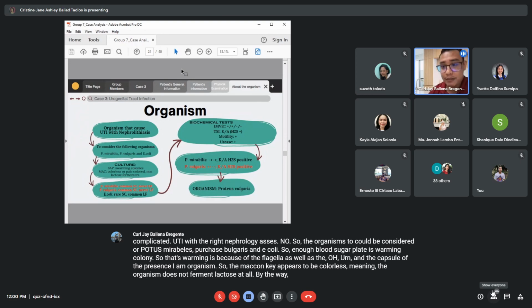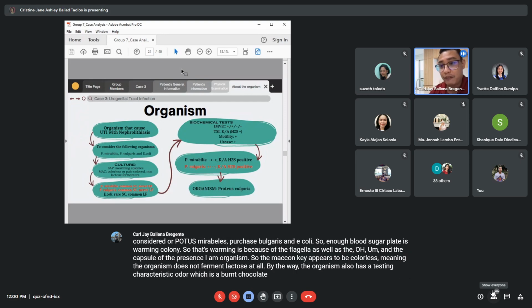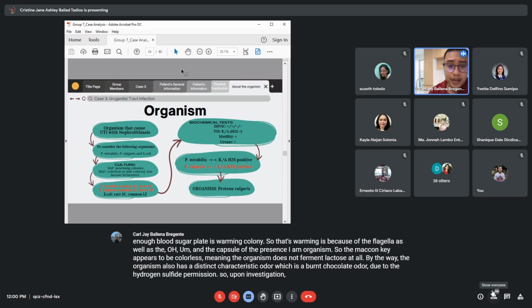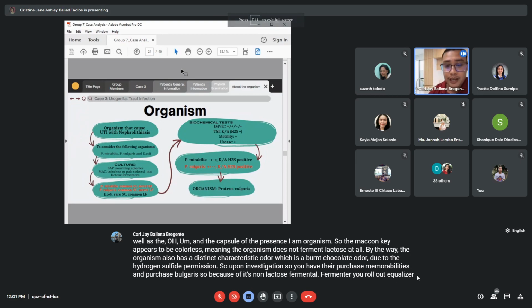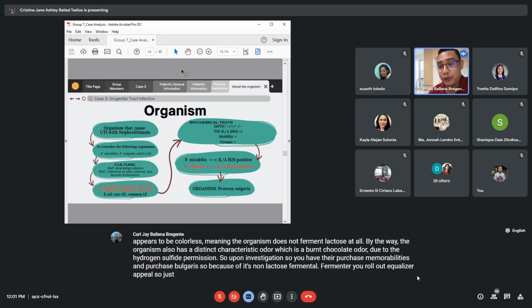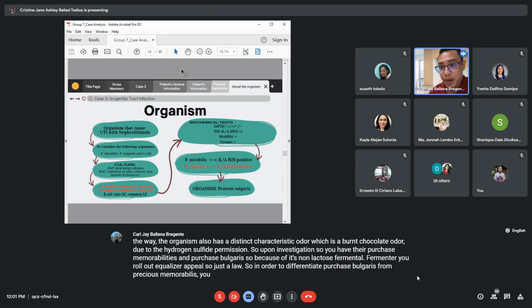By the way, the organism also has a distinct characteristic odor, which is a burnt chocolate odor due to hydrogen sulfide formation. So upon investigation, you have there Proteus mirabilis and Proteus vulgaris. Because it is a non-lactose fermenter, you rule out E. coli. So wala na siya. So these two are left. In order to differentiate Proteus vulgaris from Proteus mirabilis, you check the indole reaction. Indole positive, it's vulgaris. Indole negative, it's mirabilis. Okay.